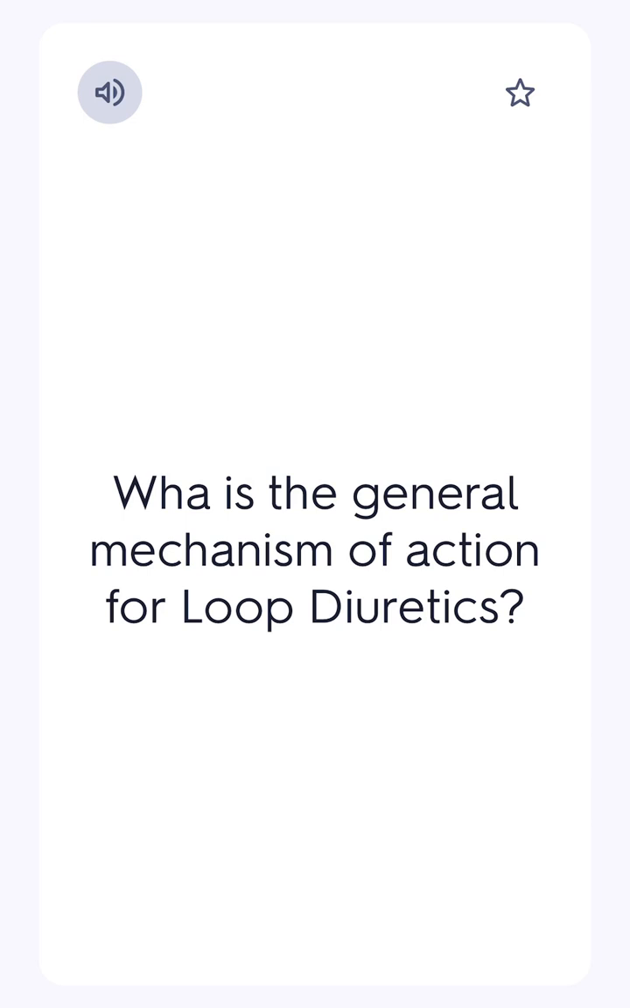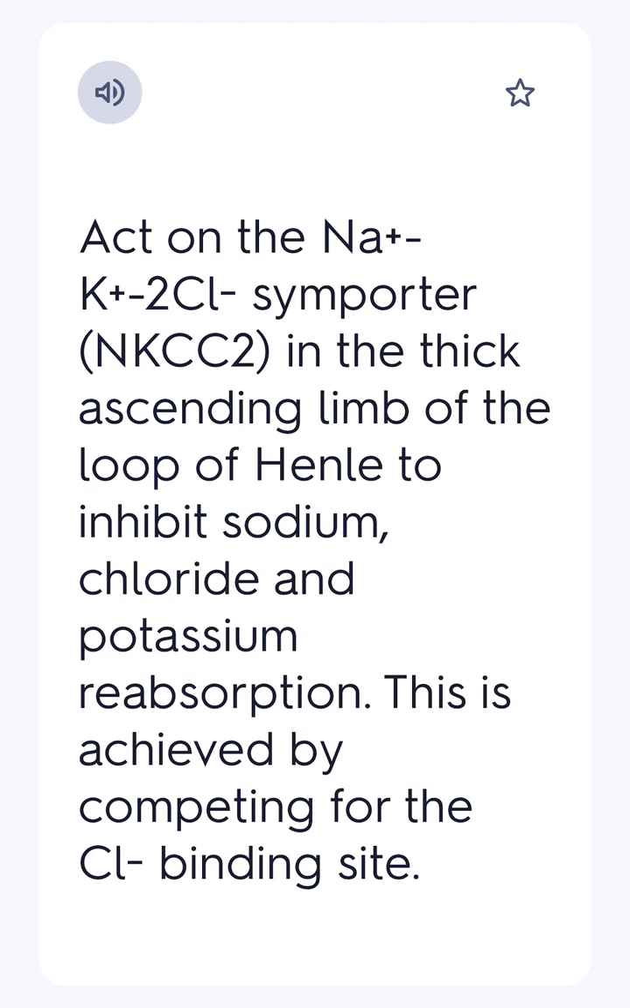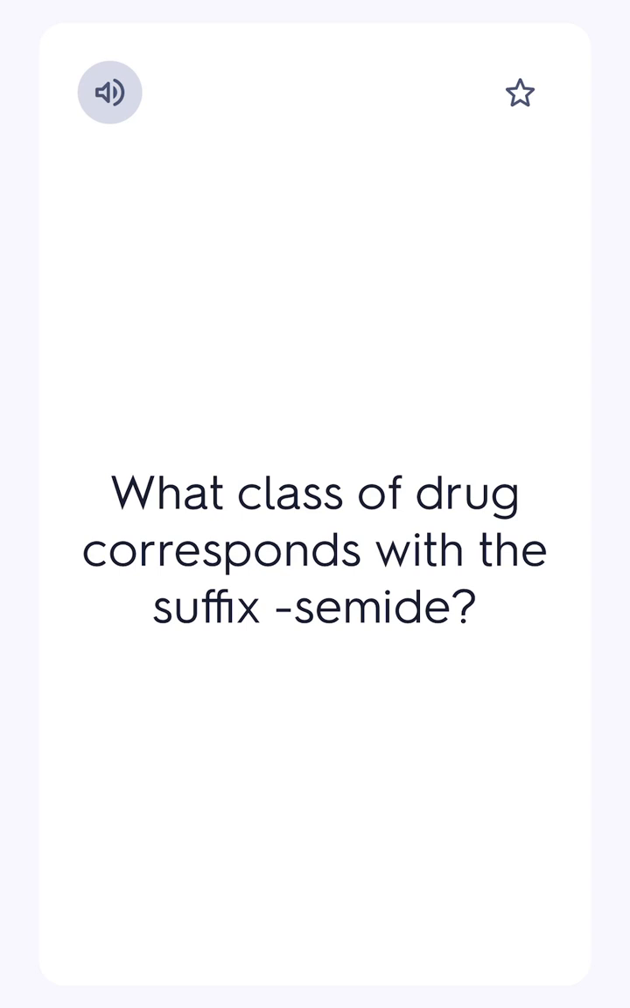What is the general mechanism of action for loop diuretics? Act on the Na-K-2Cl symporter in the thick ascending limb of the loop of Henle to inhibit sodium, chloride, and potassium reabsorption. This is achieved by competing for the Cl binding site. What class of drug corresponds with the suffix -amide?